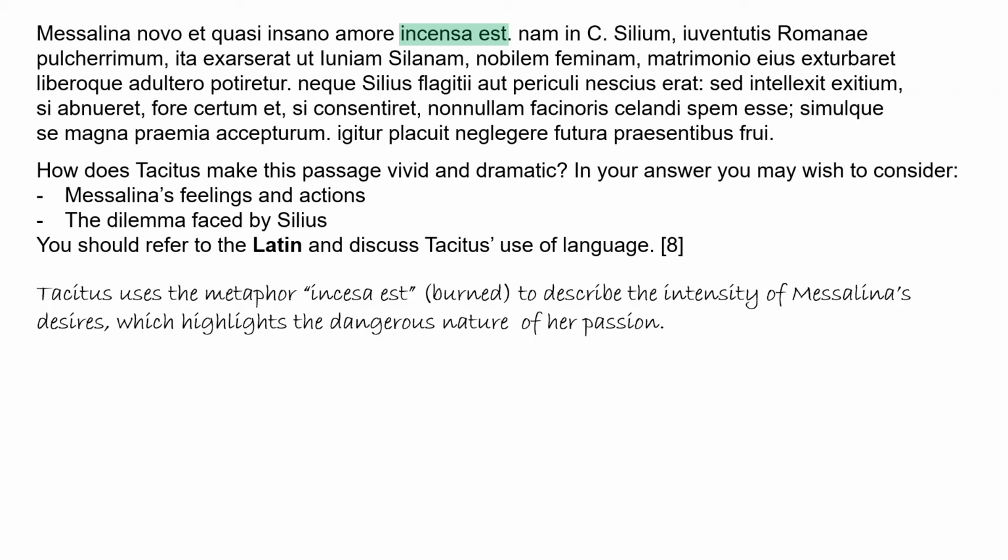We've got a metaphor. Surely we want to talk about that. So I would say something like, Tacitus uses the metaphor incensa est, (burned), to describe the intensity of Messalina's desires, which highlights the dangerous nature of her passion. That, by the way, is all I need to say. I've quoted the Latin, referred to it, as the examiner says. Notice that I have translated it in brackets afterwards. That's because the examiner is always suspicious that I don't know what it means.